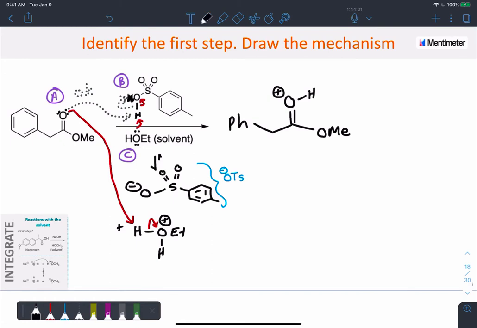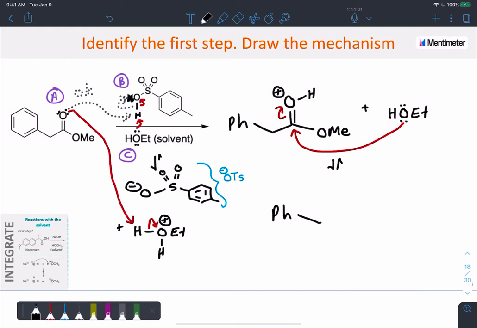Okay, so from that point then, now we have still tons of these ethanol molecules around. They're in huge excess because they're solvent. So we've got this very likely collision, making the first of the tetrahedral intermediates. Here in particular, these acid catalyzed mechanisms are reversible.